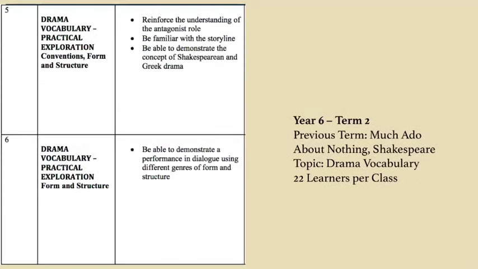This is why we still only have 3 learning outcomes, because we're still recapping all the previous lessons. For the 5th lesson, I want to reinforce the understanding of the antagonist role, which we would have been covering somewhat before this, but I want them to be familiar with storyline and be able to demonstrate the concept of Shakespearean and Greek drama.